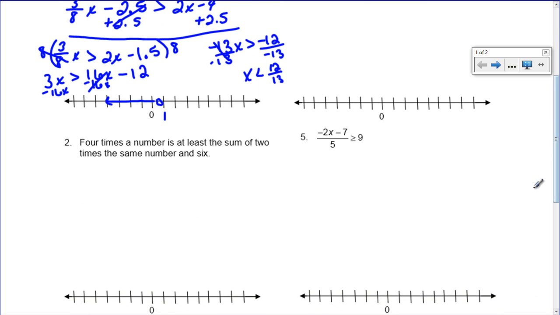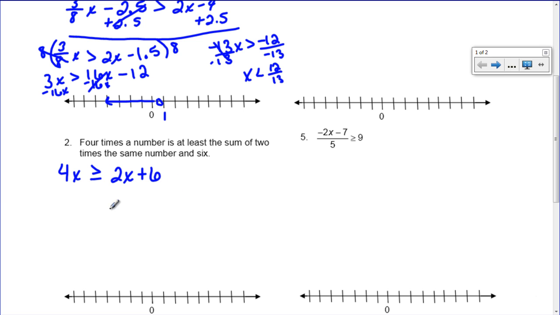All right, number 2. 4 times the number is at least the sum of 2 times the same number and 6. Well, 4 times the number is easy, 4x. At least does not mean less than like you would think. If it's at least something, that means that it is that number or more, because that's the smallest value I can have. So this becomes greater than or equal to the sum of 2 times the same number and 6. So 2 times the same number, which would be x, plus 6 because it's a sum.